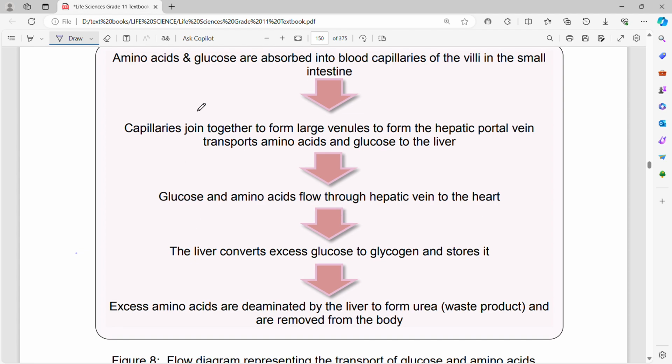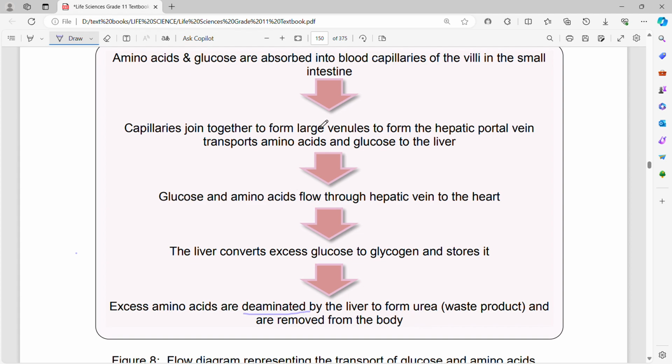So the liver converts excess glucose to glycogen and stores it, and excess amino acids are deaminated, meaning that the amino group will be removed from the amino acid by the liver to form urea, a waste product, and are removed from the body.